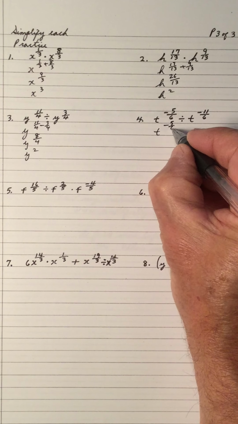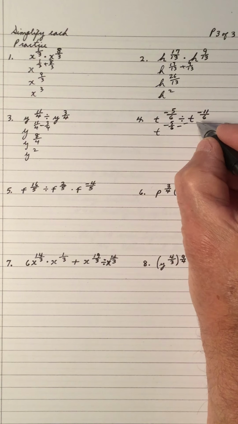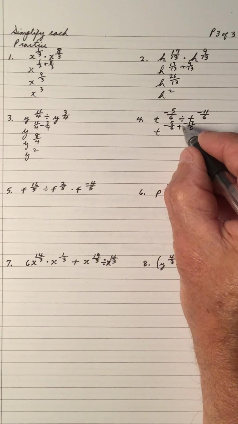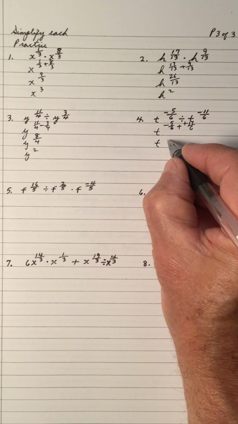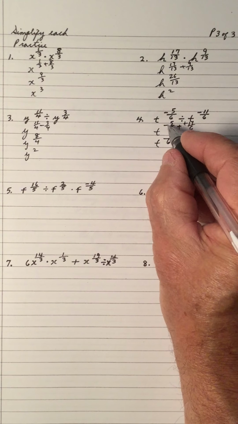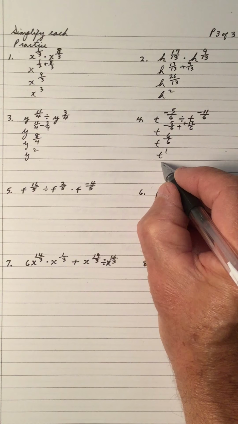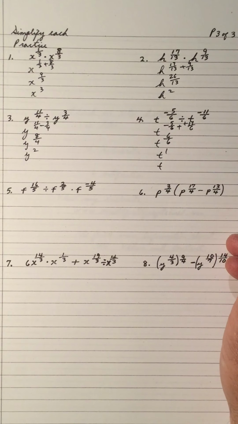it's 5 over 6, subtract negative 11 over 6. And a double negative is a positive, so t, common denominator is 6, negative 5 plus 11 is 6, 6 over 6 is 1, so we just get t.